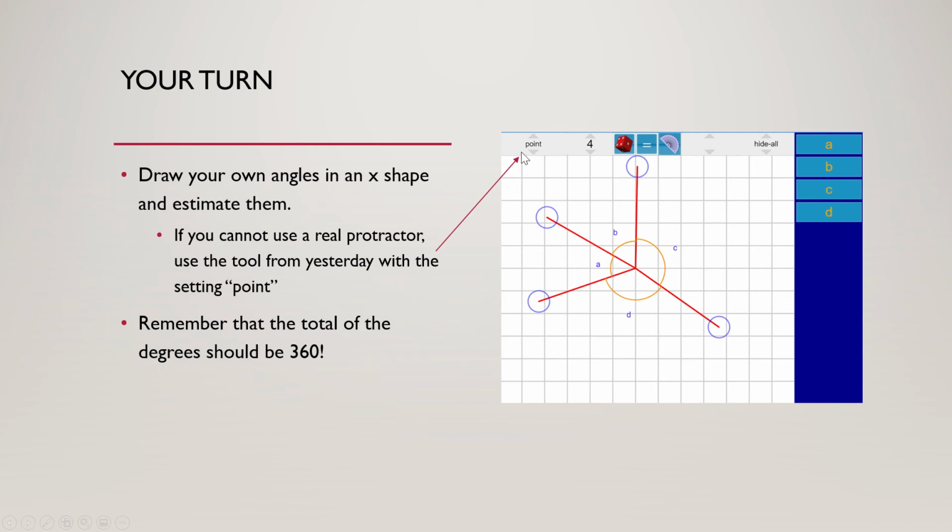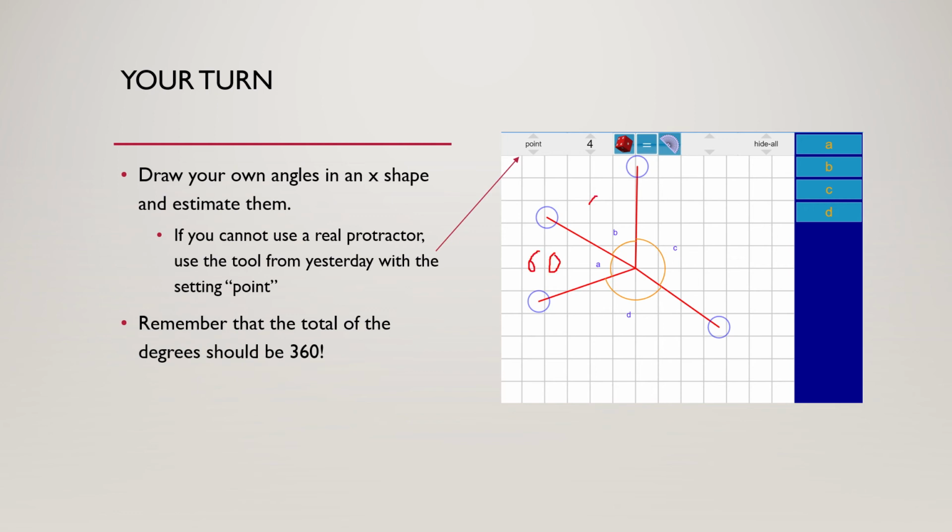Go up to the top left in the virtual thing, change it to point, and change the number of points to 4. By default, it'd be 5. And just make it into an X shape. Keeping it hidden, try and write down what you think all of these will be. And bear in mind that the total number of degrees should be 360. So in this case, for example, I might say that I think this one is about 60.